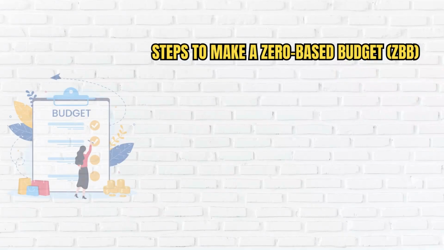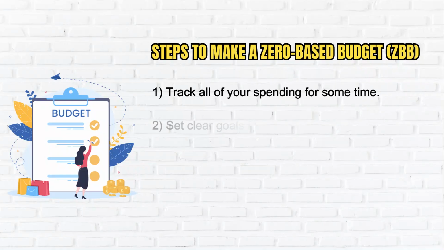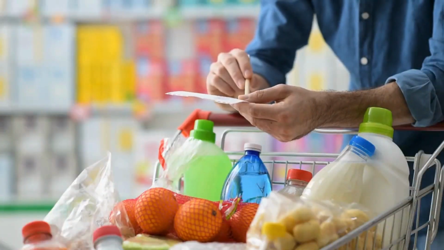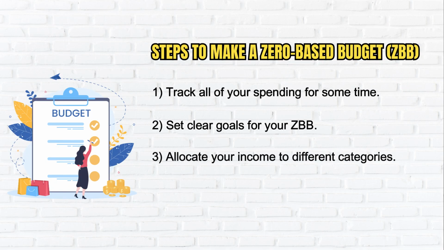The first step to making a zero-based budget is to track your spending for some time so you have a clear idea of where your money goes each month. You can do this by looking at your bank and credit card statements or using a budgeting app. Once you've identified those spending patterns, you need to set some goals for your zero-based budget. Do you want to save more money, pay off debt, spend less on non-essentials, put more away into investment accounts? After setting those specific goals, it's time to allocate your income to different categories.